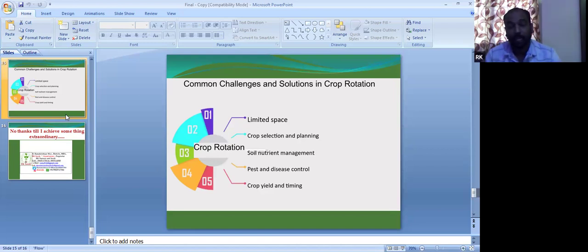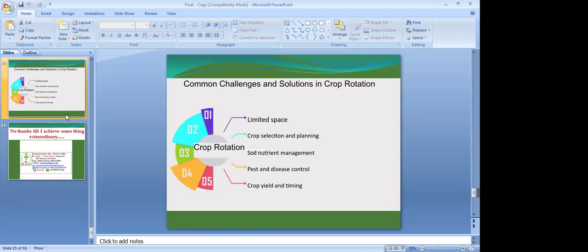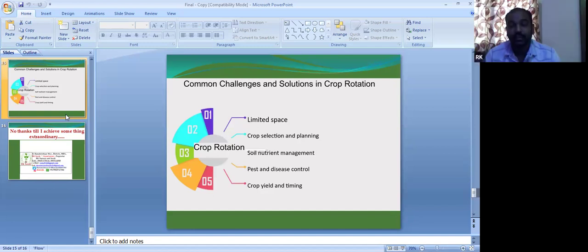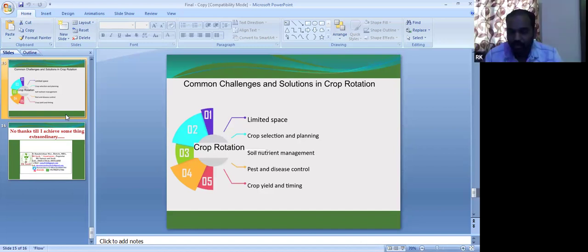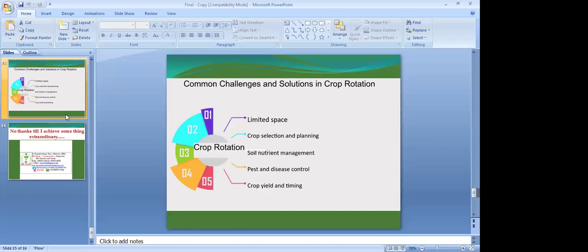Yes, madam. Okay, I'll take up the last two questions. How can farmers leverage technological advancements and precision agriculture techniques to enhance revenue within crop rotation systems? Yes. Can you repeat? How can farmers leverage technological advancements and precision agriculture techniques to enhance revenue within crop rotation systems?